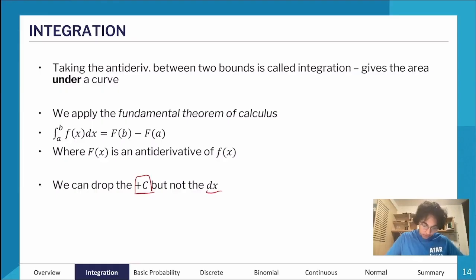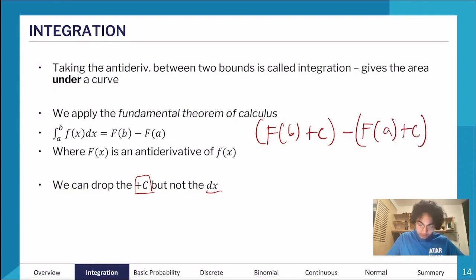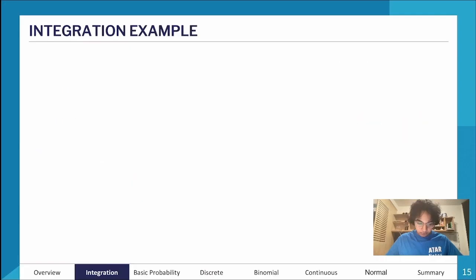So we'll see that with the first, f of b, we'll get f of b plus c. That's the first set. And then the next one, we'll get f of a plus c, like this. And you can see here that the plus c's just cancel out. So there's no point including them in the first place, and for that reason, we just don't include plus c at all.